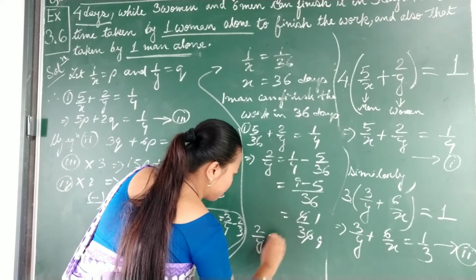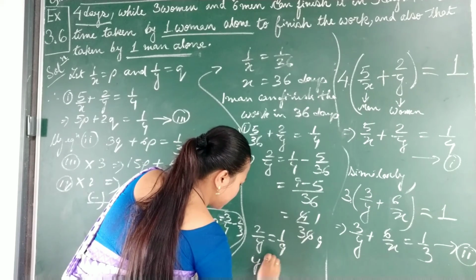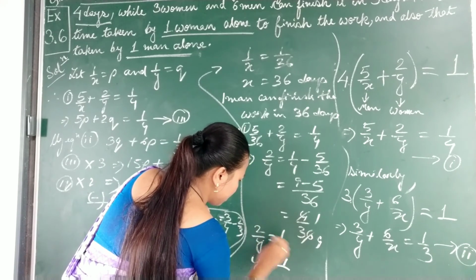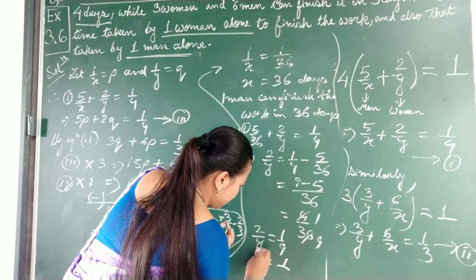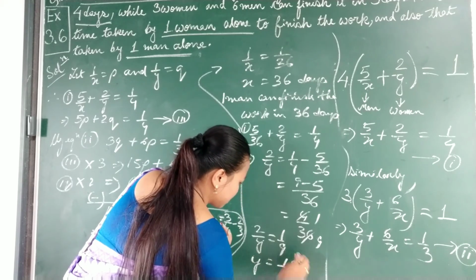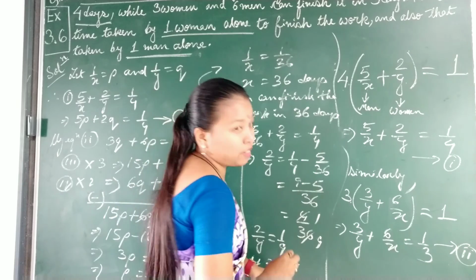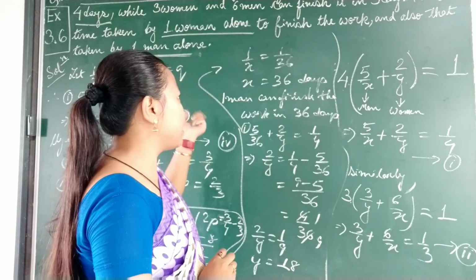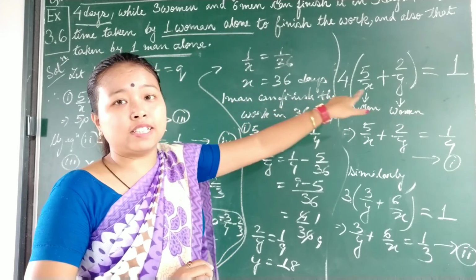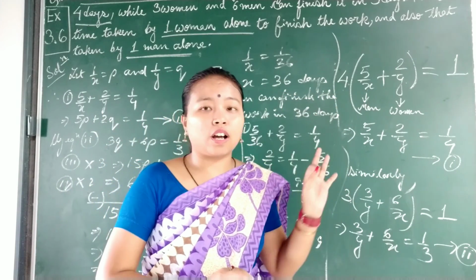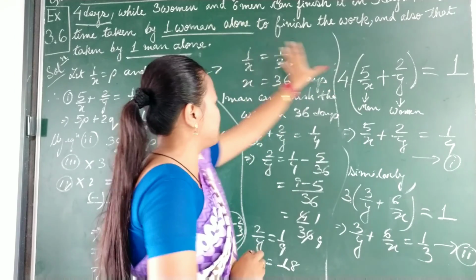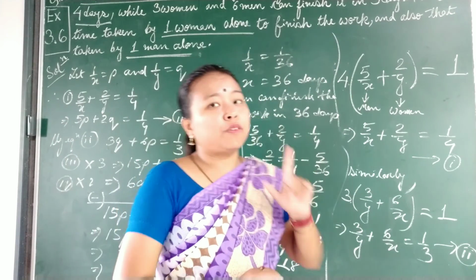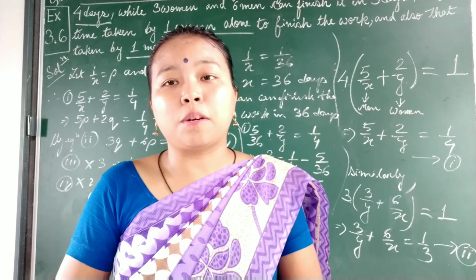As 2 by y equal to 1 by 9, so y is equal to, by cross multiplication, y is equal to 18. So one woman can finish the work in 18 days, and one man can finish the work in 36 days. I hope you have understood how the process has started. And if you have any confusion, comment down in the comment section below.